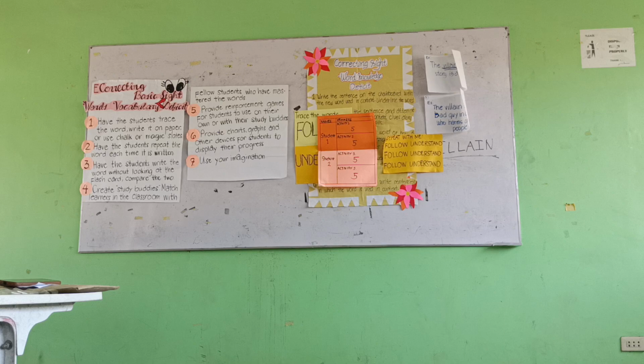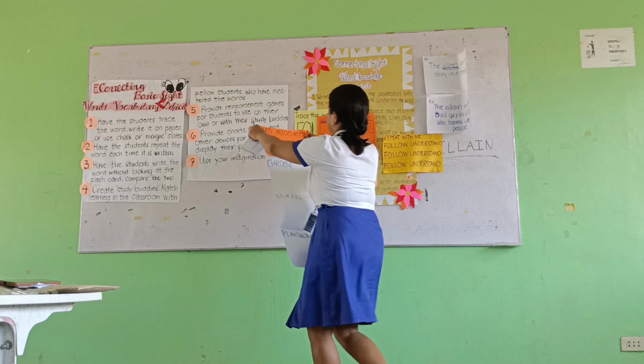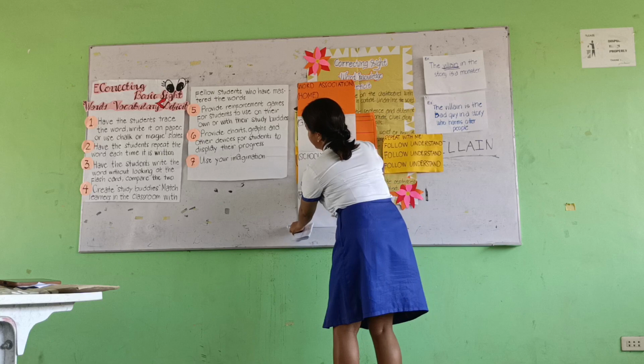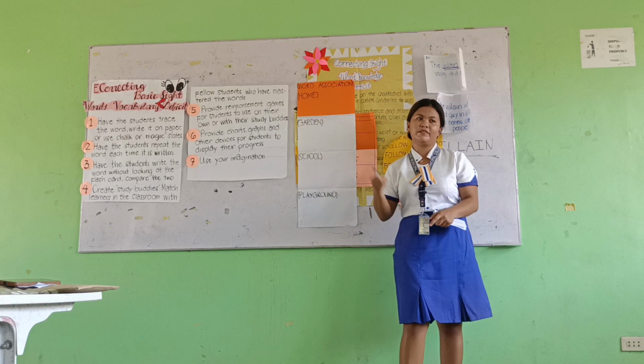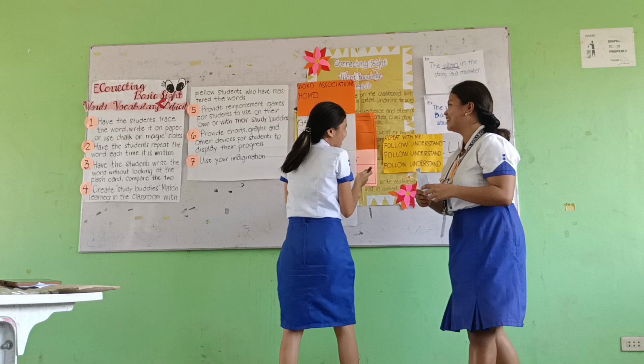Now I have examples here. Would someone participate and give these words that associate with home, garden, school, and playground? Family. Write it on the board. Very cooperative. Going on.